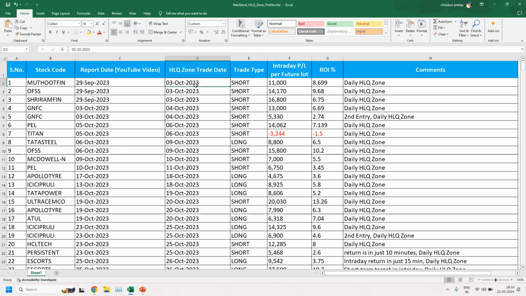So that is the reason why we put a very strict rule after that. So that's why initially you will be seeing few trades one or two days before that.